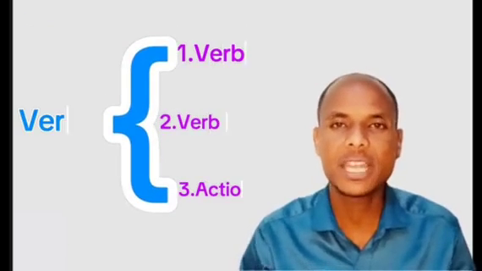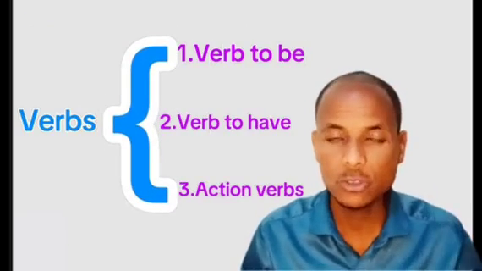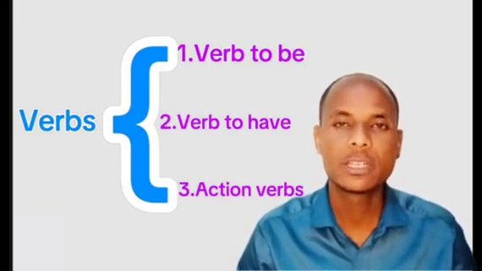There are 3 main types of verbs in English. The verb to be, the verb to have, and action verb.